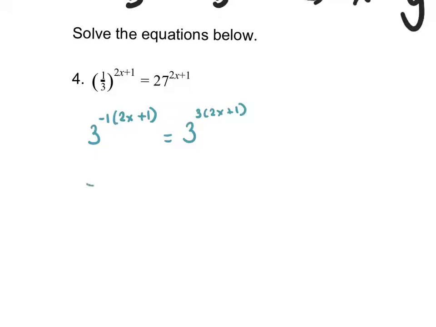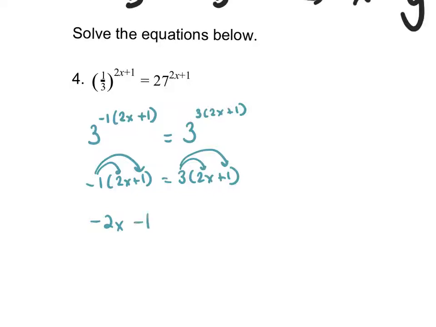So now those have the same bases, so we could just set the exponents equal. Very important to make sure you put those parentheses, though. Without those parentheses, you might miss distributing in the next step. Because we're going to distribute the -1, we're going to distribute the 3. So that's negative 2x minus 1 equals 6x plus 3.